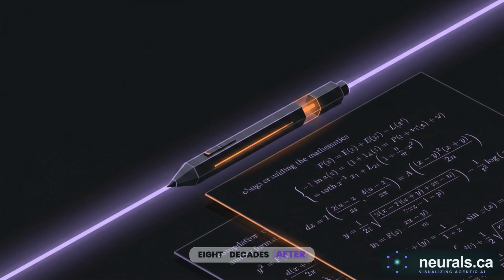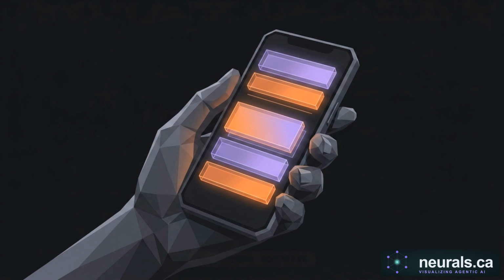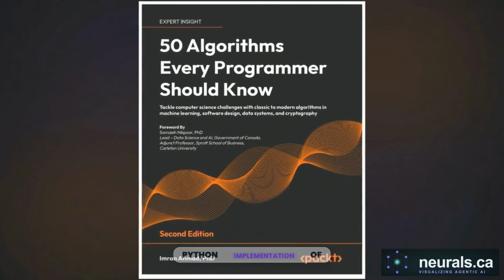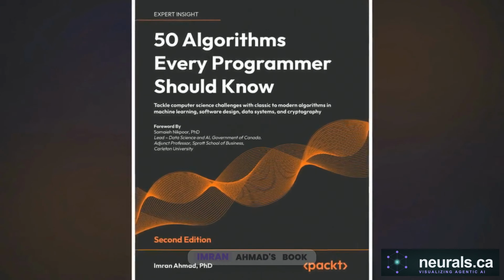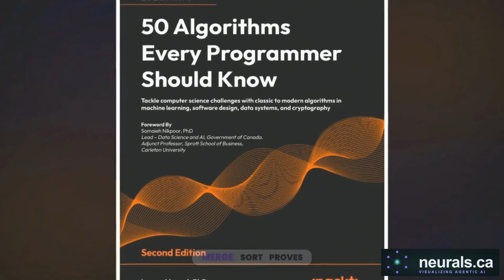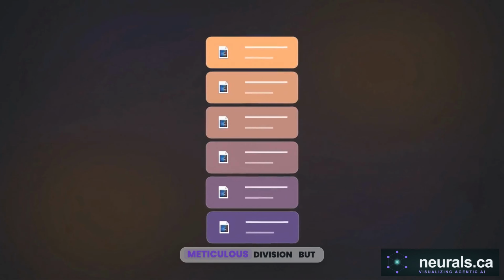Eight decades after the end of the Second World War, every time you call a standard sort function in modern software, your computer is executing the exact logic John von Neumann mapped out with pen and paper. You can explore the full Python implementation of this algorithm in Imran Ahmed's book, 50 Algorithms Every Programmer Should Know. Merge sort proves the power of meticulous division.